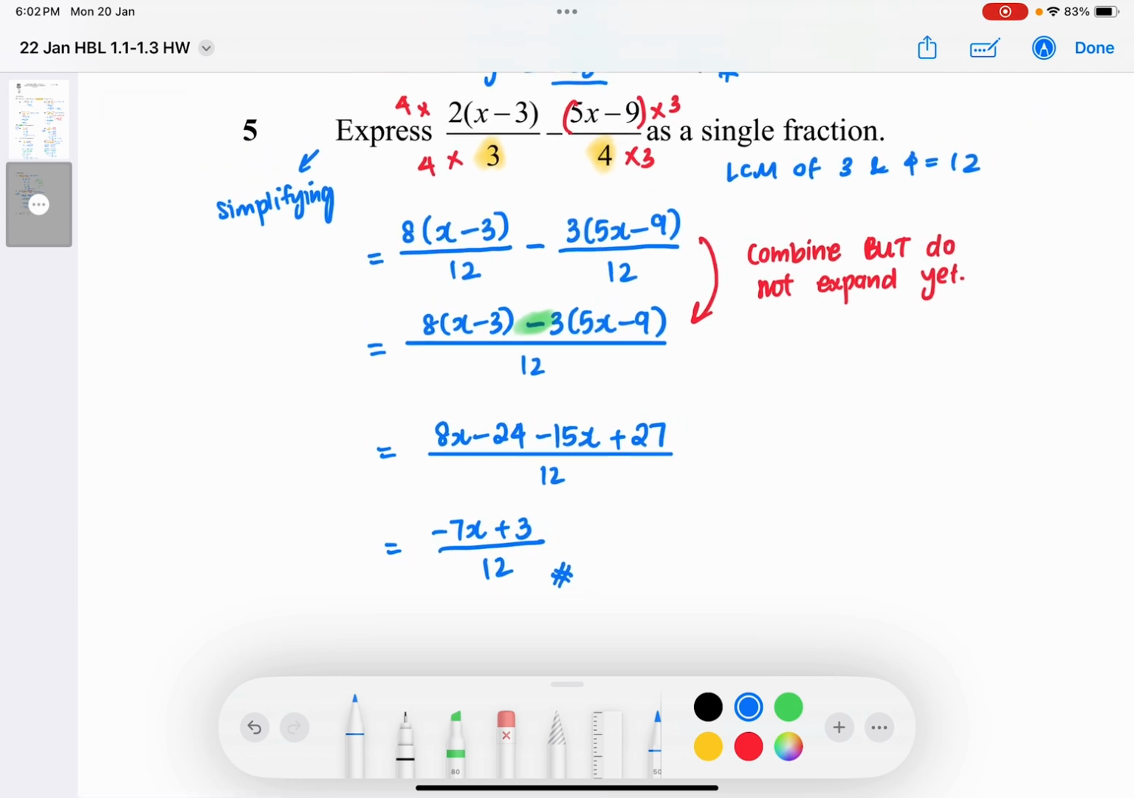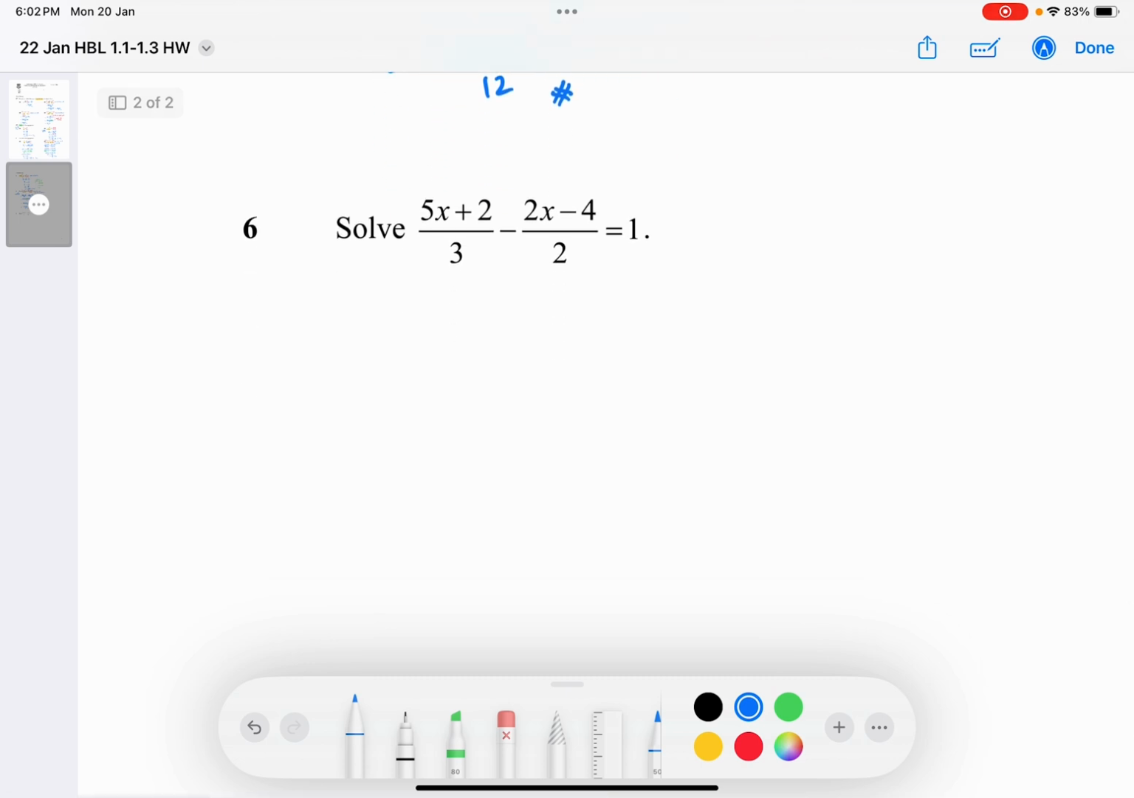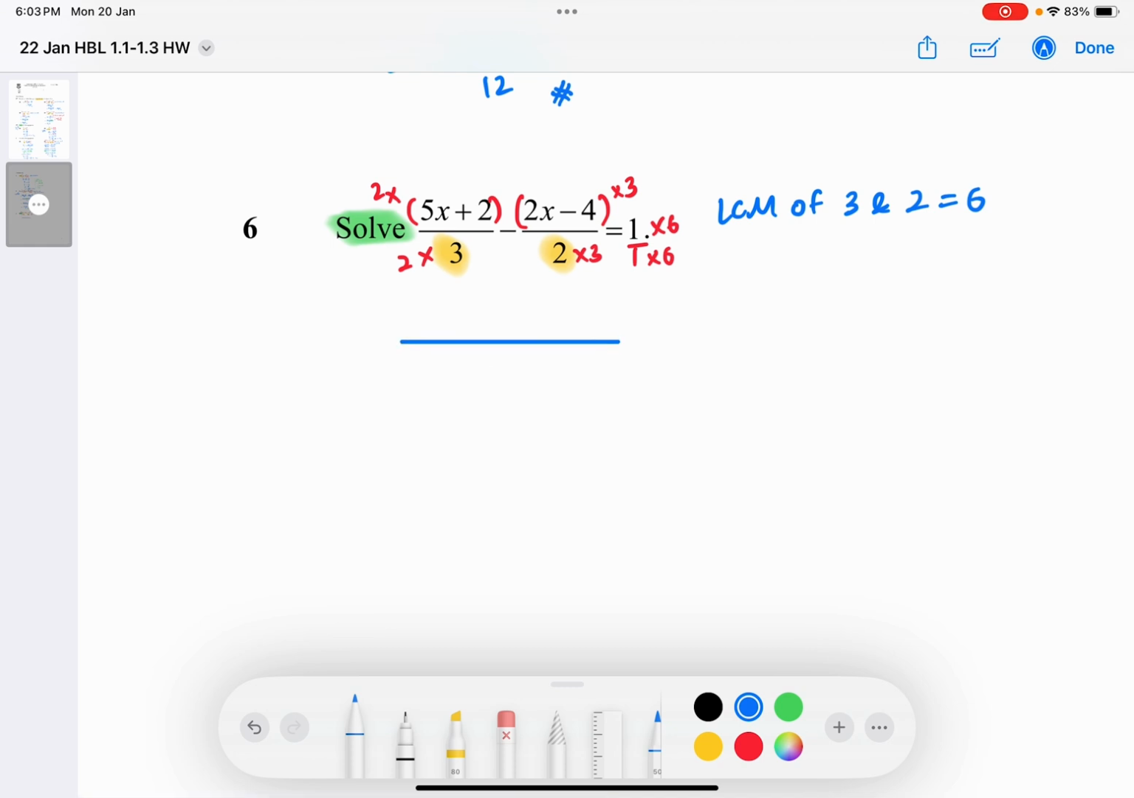We'll now move on to question 6. For question 6, I'm asked to solve. So now the keyword is solve, but the idea that we do it is the same. Focus on the denominators. The LCM of 3 and 2 will be 6, right? So to this fraction, I will multiply 2. To the second fraction, I will multiply 3. And then to our number here, 1 is 1 over 1. I will multiply 6 on both numerators and denominators. So what I'm trying to do is to make everybody have the same denominator, 6. Now I can combine them into one fraction.